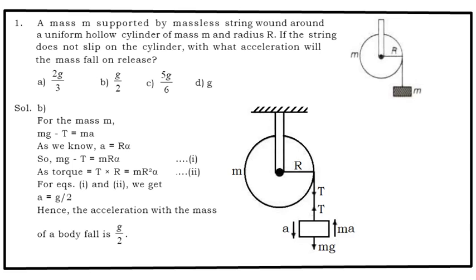Now I'll solve equation number 1 and 2 simultaneously. I'll get a is equal to g by 2. Hence the acceleration of the mass falling down is g by 2. So option B is the correct answer.